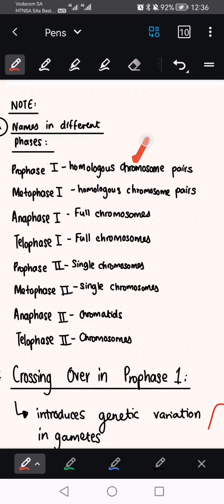In prophase 1, it's homologous chromosome pairs. In metaphase 1, it's homologous chromosome pairs. Anaphase 1, telophase 1 is full chromosomes. Prophase 2, metaphase 2, it is single chromosomes. Anaphase 2 and telophase 2, it is chromatids and chromosomes. These are the different names.